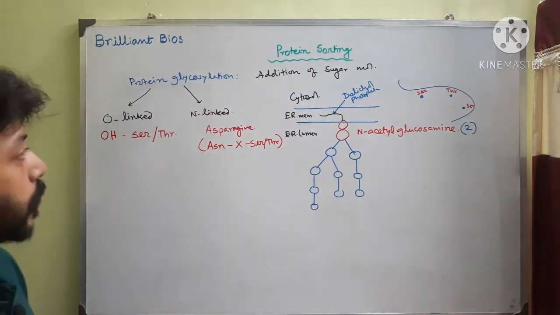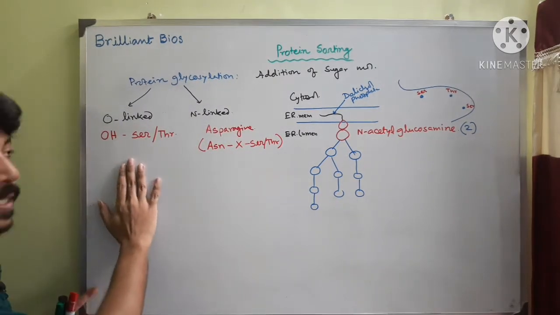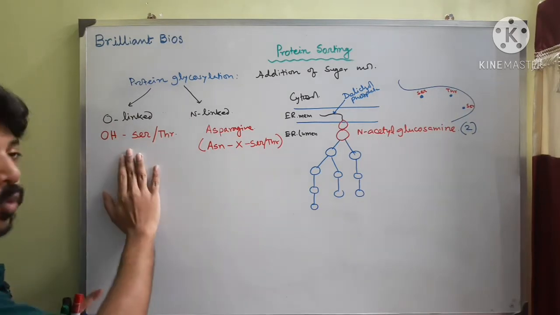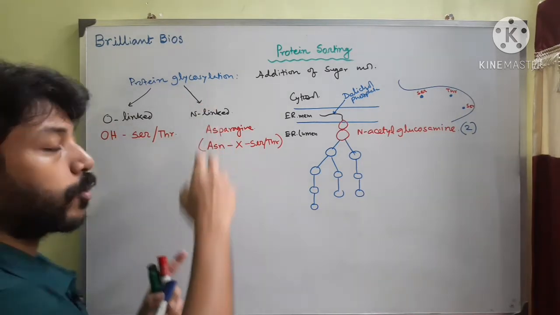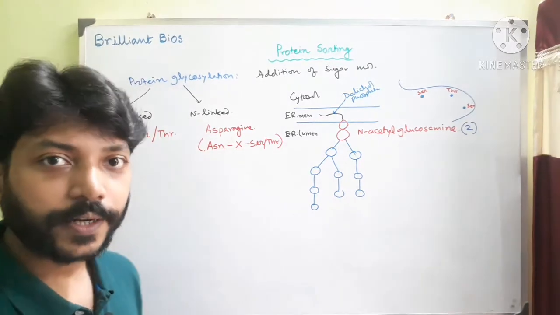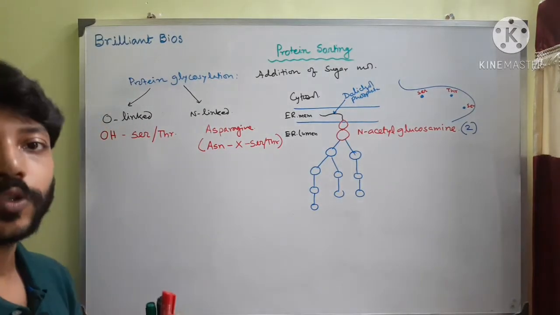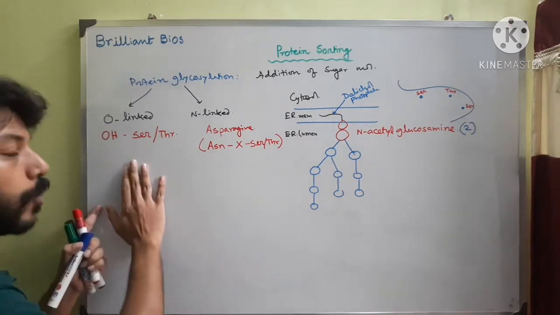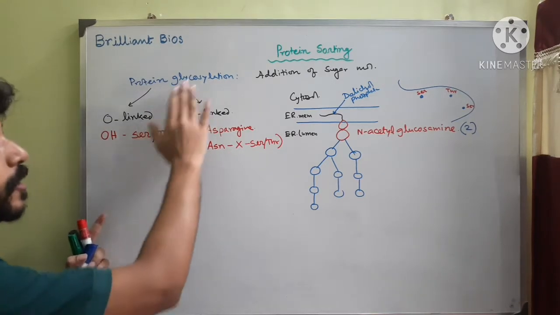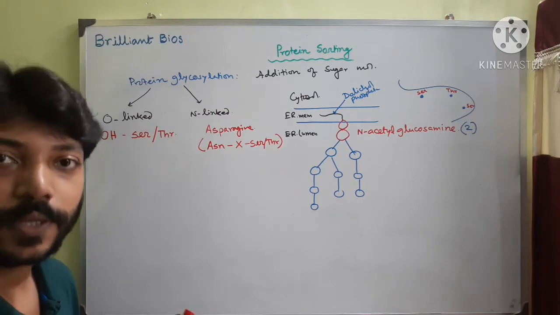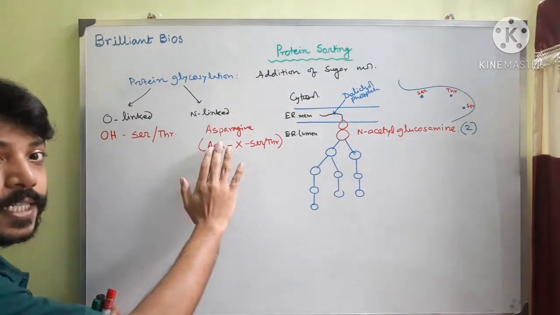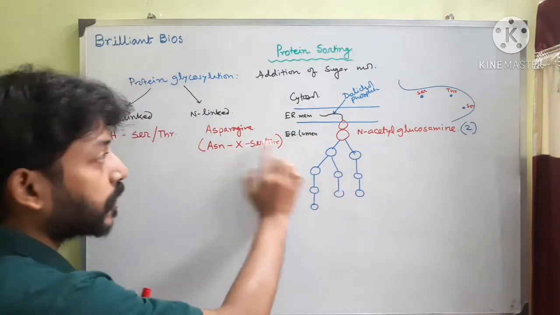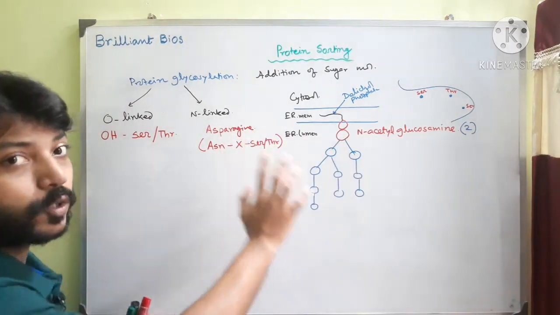So there is O-linked and there is N-linked. This O-linked oligosaccharide or protein glycosylation is very simple. Here 1 to 4 sugar molecules are attached in a linear conformation. So O-linked oligosaccharide addition or glycosylation is very simple. But in case of N-linked, oligosaccharides are added differently. So this is an example of N-linked oligosaccharide.